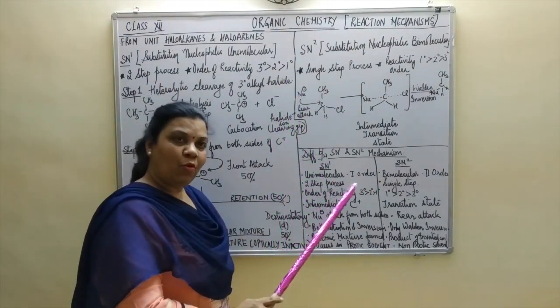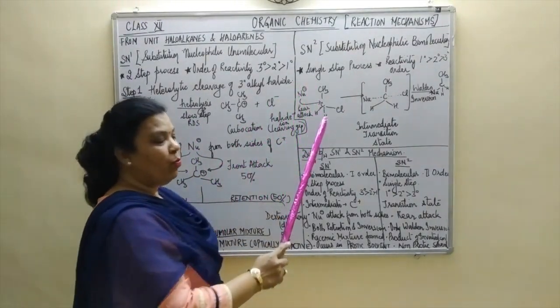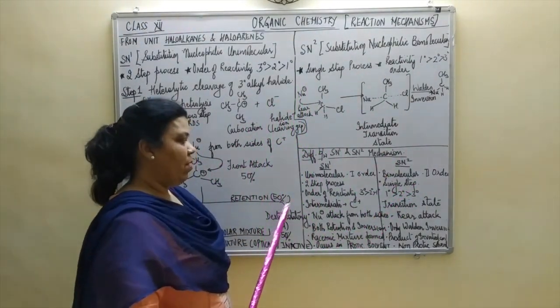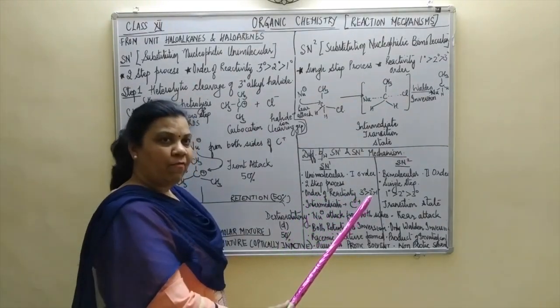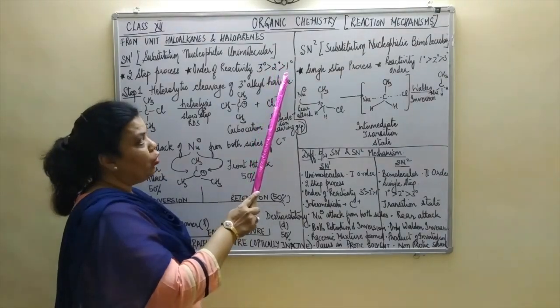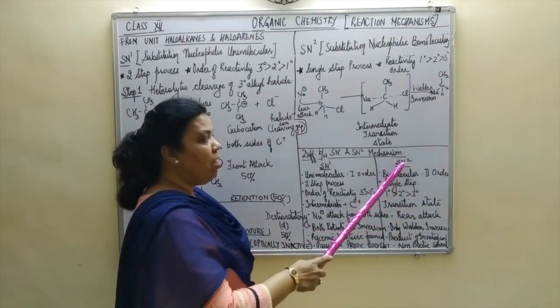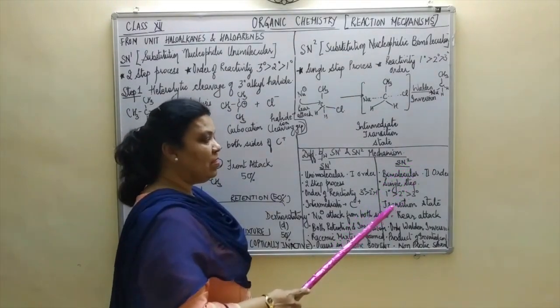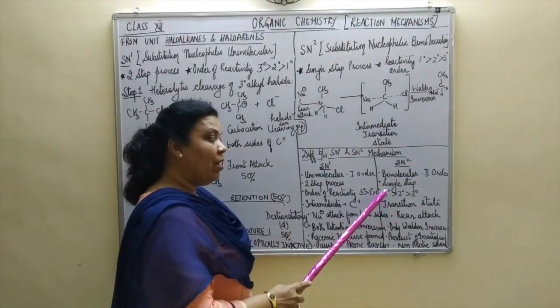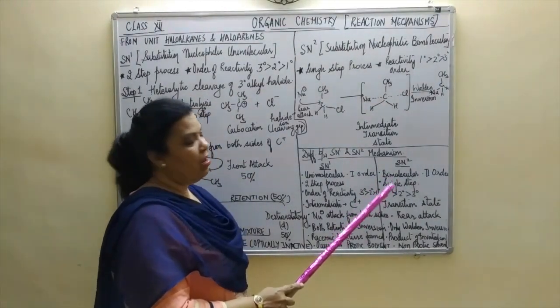Let us see the second point of difference. SN1 occurs in 2 steps and the SN2 mechanism occurs in a single step. The order of reactivity for SN1 is 3 degree alkyl halides more reactive than 2 than 1, but the reverse order is applicable for the SN2 mechanism. The reason being, again we studied that 1 degree alkyl halide will offer minimum or least steric hindrance.